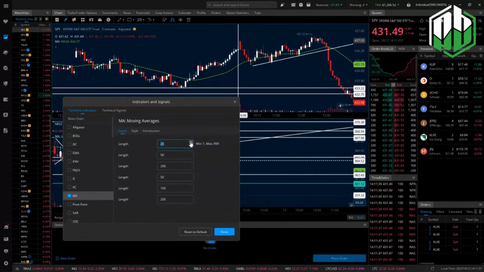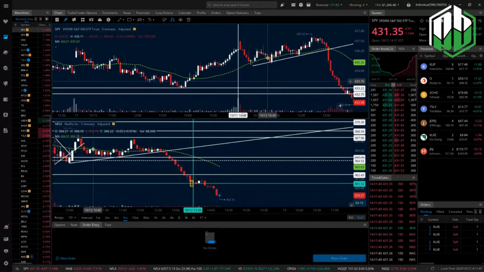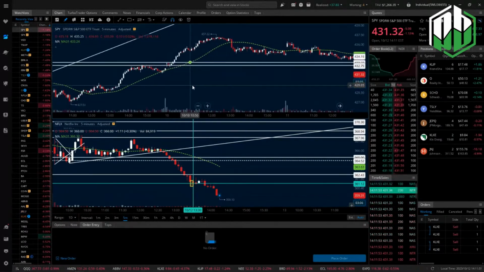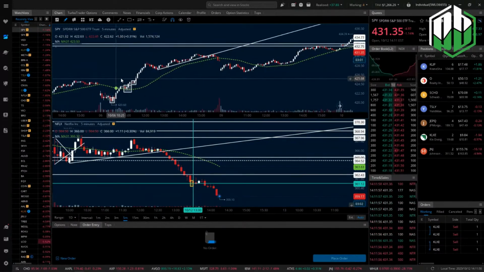Because I really care about where that price gets tested and how often it holds, because I'm relying on that probability. So in this case, if I move it to about a 31, just in this little window that I'm using, we can see, even if I look back in time, that the moving average with a 31 setting seems to be pretty impactful.